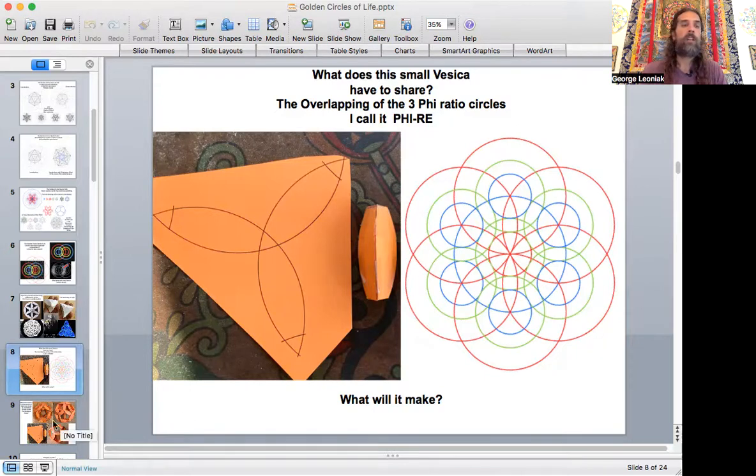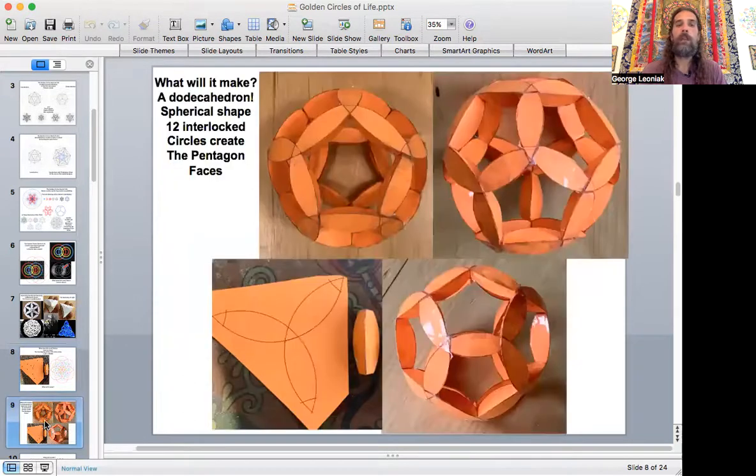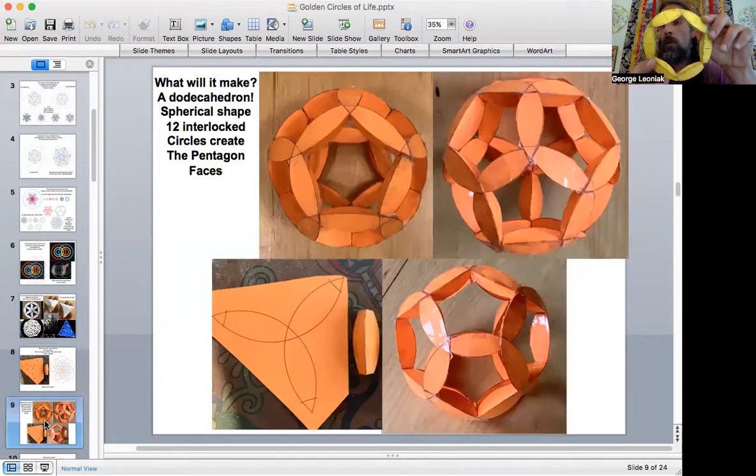And then, of course, I say, okay, well, what will this make? I have to make a bunch of these, so I start making them. The first thing I made was this hexagon shape that I put together, and they just wrapped around. And I was like, whoa, that's the golden circle's seed of life hexagon ring that just folded up like that.